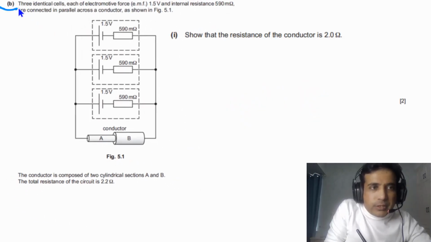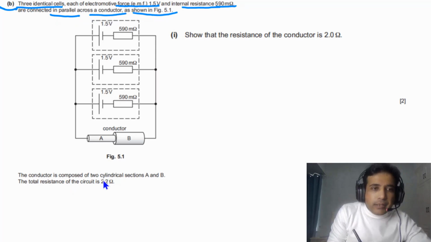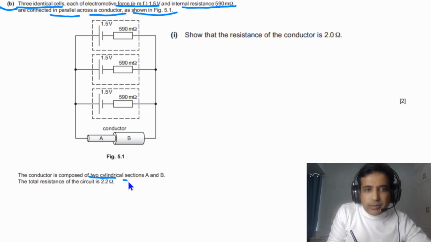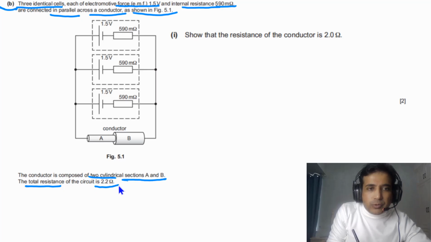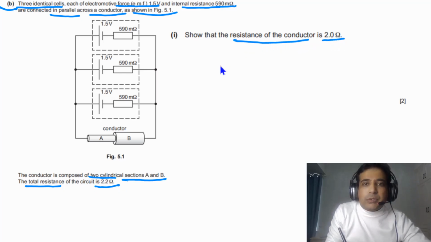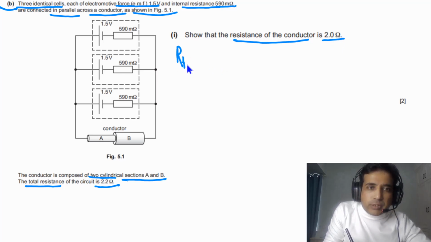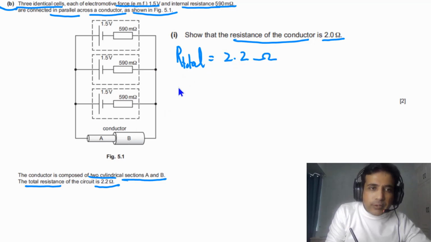For part B, it is given to us 3 identical cells, each of electromotive force 1.5 volts and internal resistance 590 milliohms, connected in parallel across a conductor as shown in figure 5.1. The conductor is composed of 2 cylindrical sections A and B, and the total resistance of the circuit is 2.2 ohms. We need to show that the resistance of the conductor is 2.0 ohms. In this case, total resistance is given. So R total of the circuit is equal to 2.2 ohms. We need to find the resistance of the conductor.